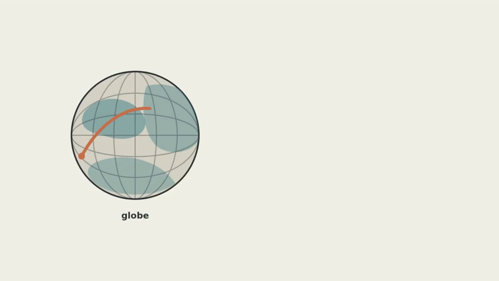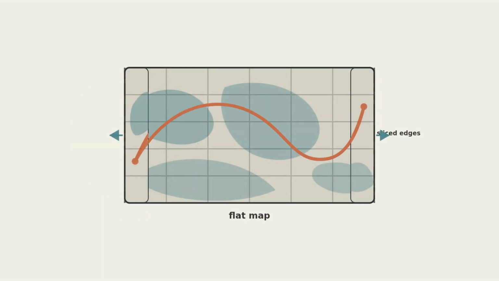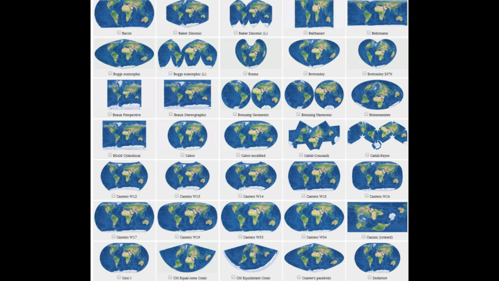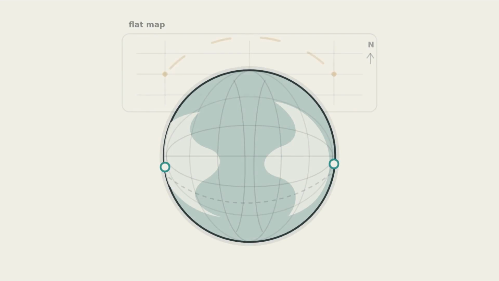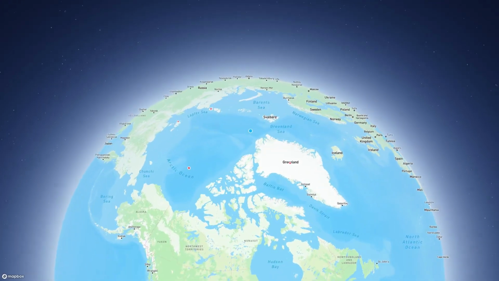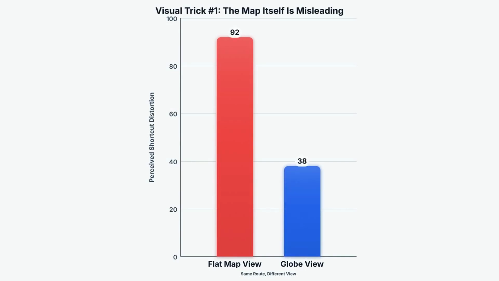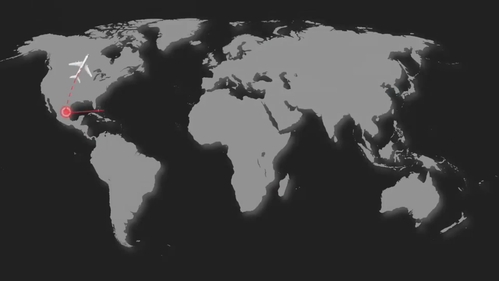Now place that same path onto a common flat world map. The globe has to be stretched, sliced, and distorted to fit a rectangle, so the great circle no longer looks straight. It may bend sharply north, even though the aircraft is following the efficient route across a curved planet. This is why flight paths near the Arctic can look especially strange. Flat maps exaggerate northern regions, so a normal shortcut over the top of the globe appears like a dramatic detour.